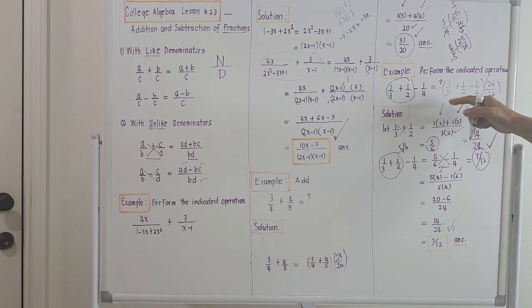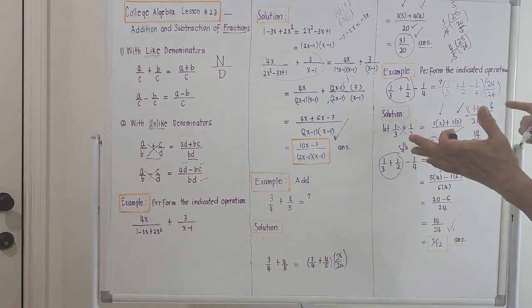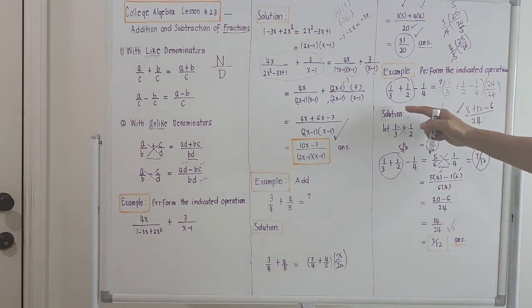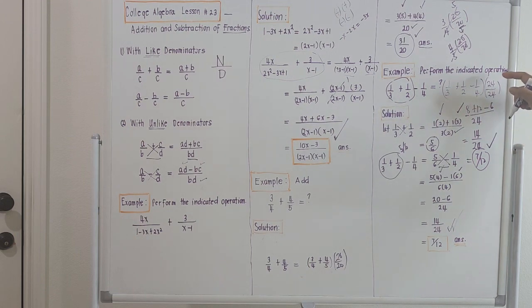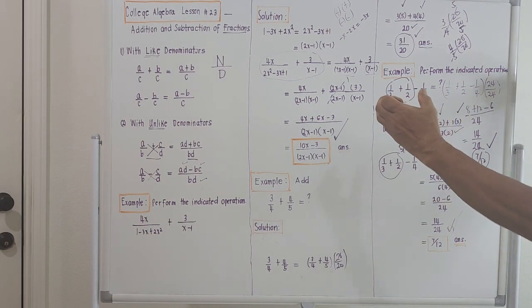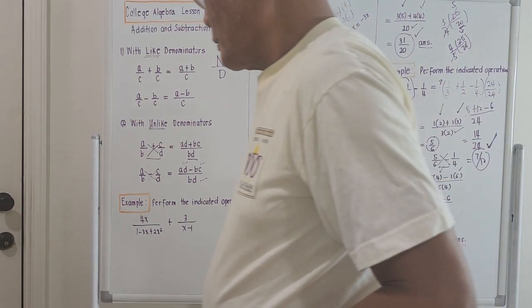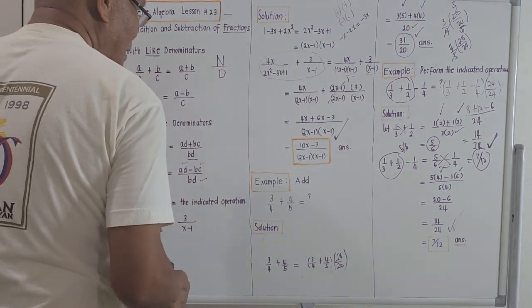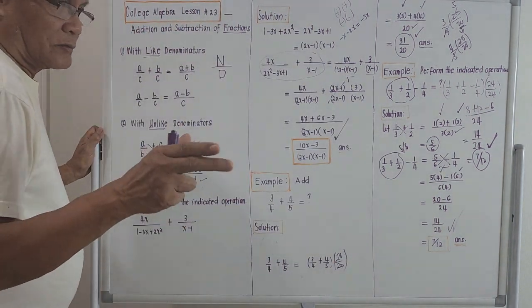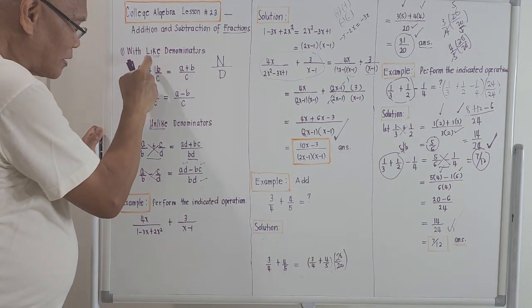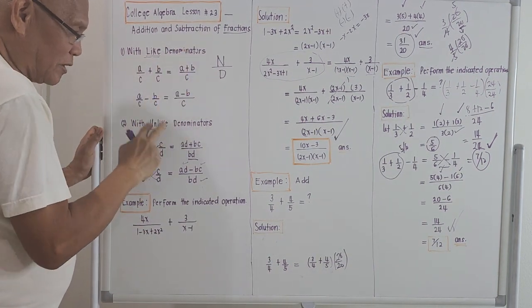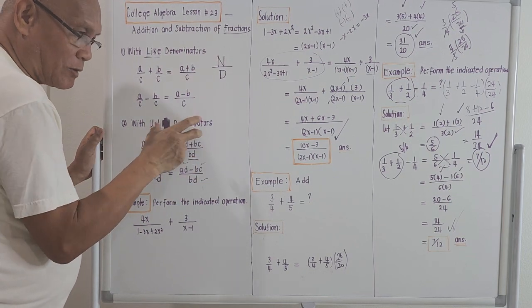If you want to do it at the same time, just find the least common denominator. The least common denominator will be the product of 3 times 2 times 4, which is 24. Then distribute it. This will be 8 plus 12 minus 6, all over the common denominator 24. What comes out will be 7 over 12. That's it, guys. That's the concepts on how to add or subtract fractions. Two conditions: if the denominators are the same, or if the denominators are unlike or dissimilar.